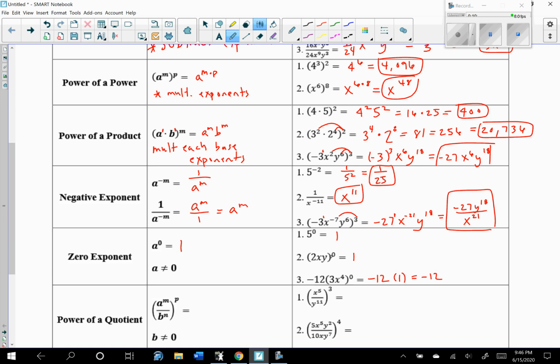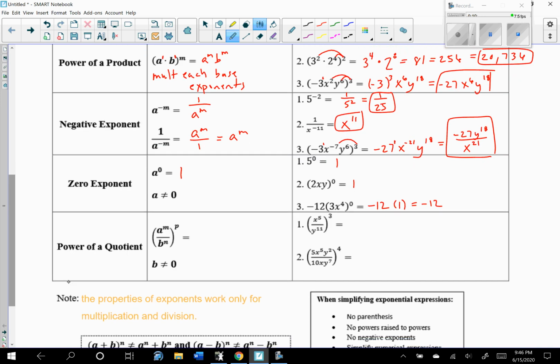Looking at the power of a quotient, sorry. Power of product was up there. So power of a quotient is the same idea as a power of product is what I was trying to say. So you multiply the exponents. So this would be a to the m times p over b to the n times p. And of course, b cannot be equal to 0 because we cannot divide by 0. So go ahead and pause the video and do 1 and 2, and then unpause when you're done.